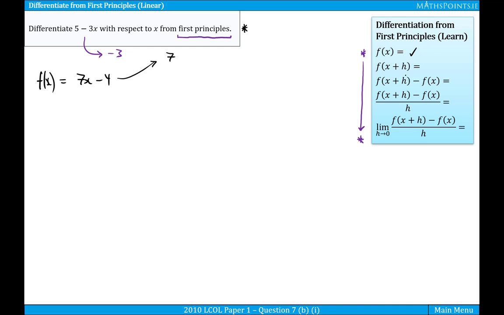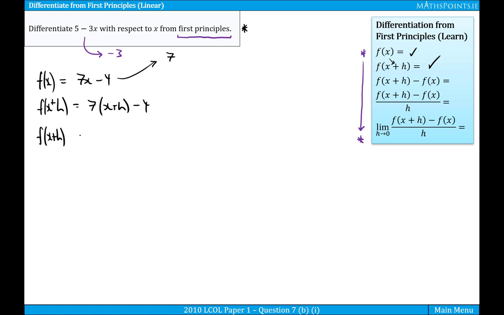So we've done that. The second step is to replace any x's with x plus h's. So f of x plus h is equal to 7 on x plus h minus 4. And that's all we do. Any x's that are in the question, we replace them with x plus h's. The next step is we're going to subtract one from the other. We're going to subtract the top line from the second line.